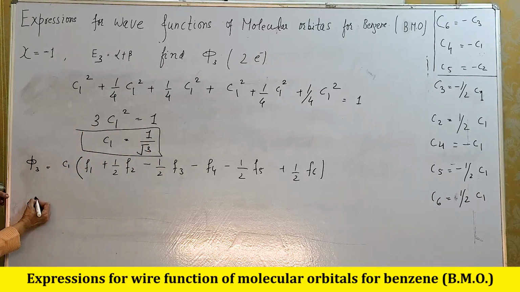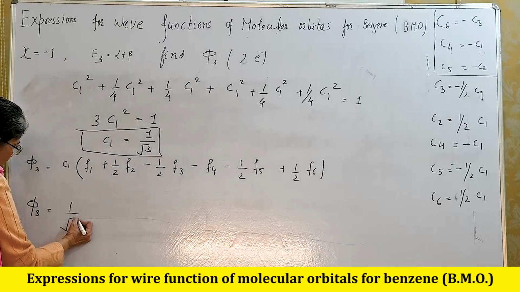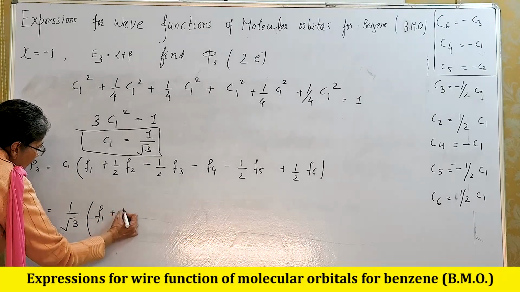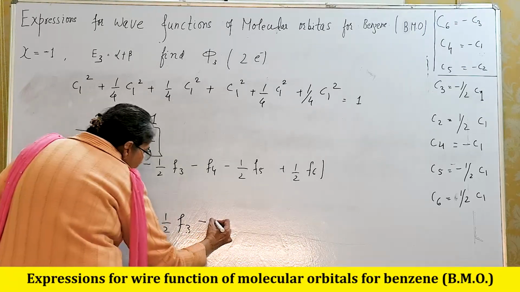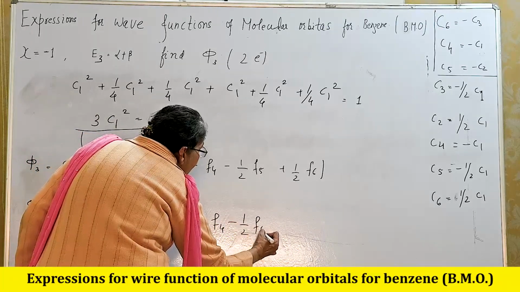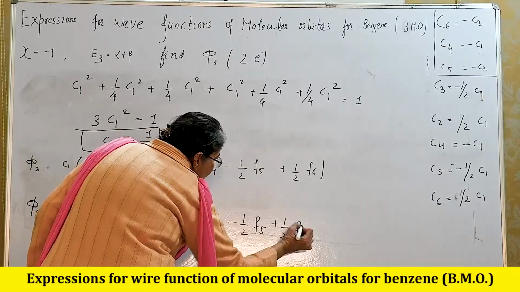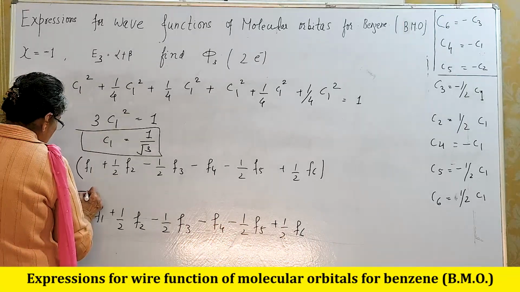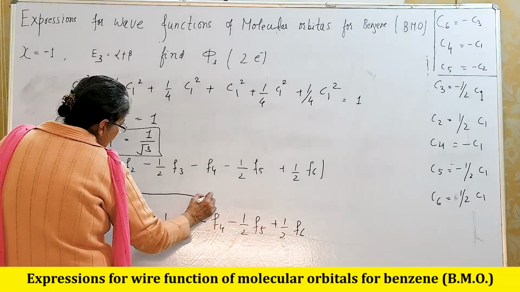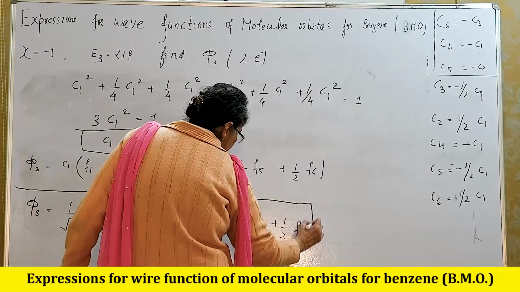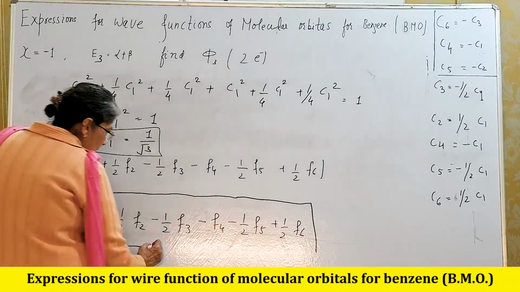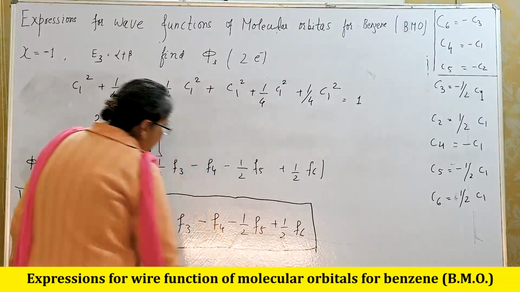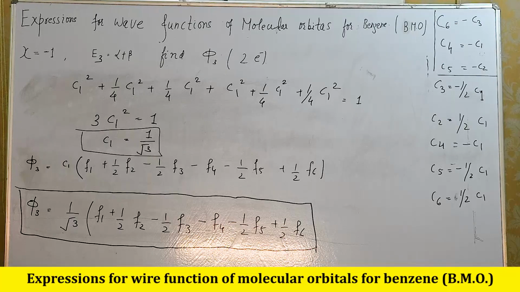So here we get phi 3 is equal to 1 by root 3 times F1 plus half F2 minus half F3 minus F4 minus half F5 plus half F6. This is the phi 3 bonding molecular orbital. So we have got expressions for phi 1, phi 2 and phi 3.